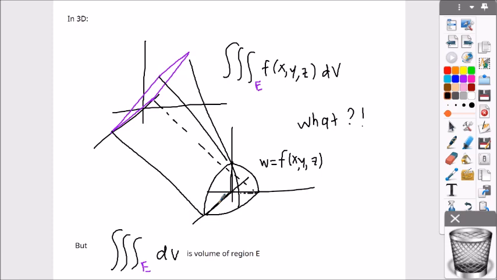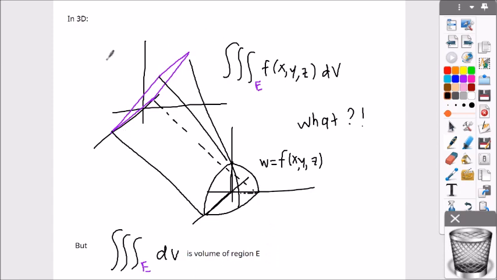So we're finding the hypervolume of the space created by f of x, y, z under the shape, which is the space in the xyz space, right? That's really confusing, and I don't know what that means. There is a notion we can still use, though: the triple integral over the region E. In this case, E is a plane, so we can't really find the volume of that. But if it wasn't infinite, then the triple integral of the region E is the volume of the region E.